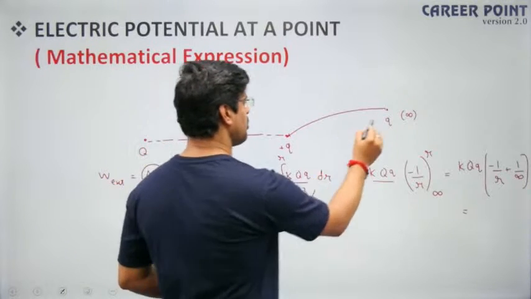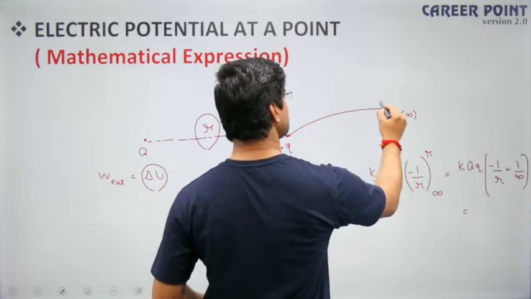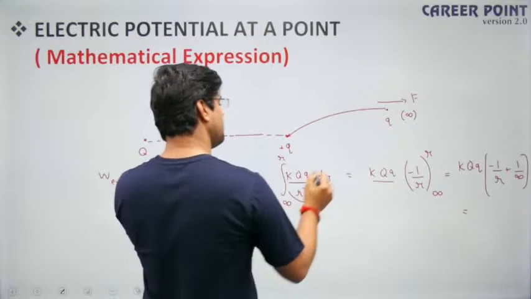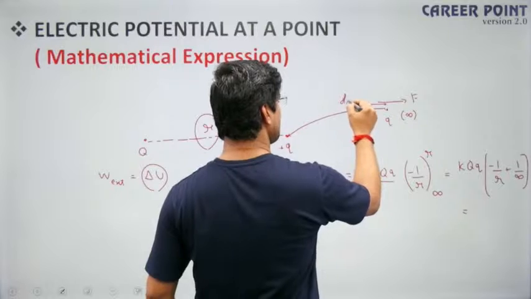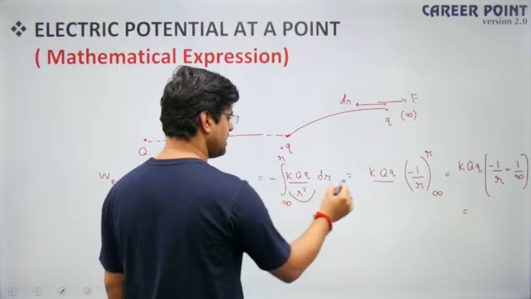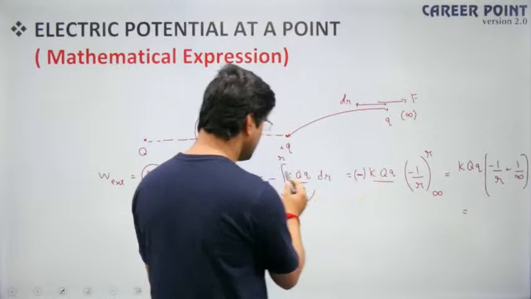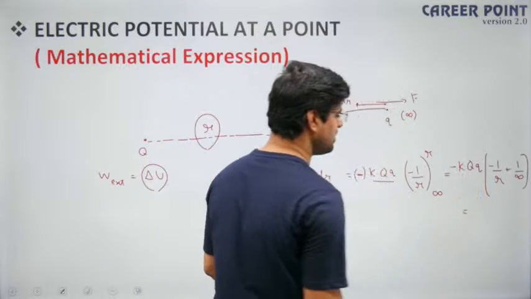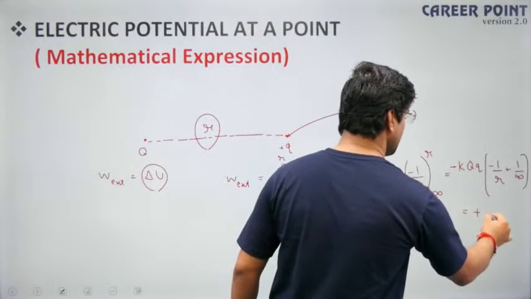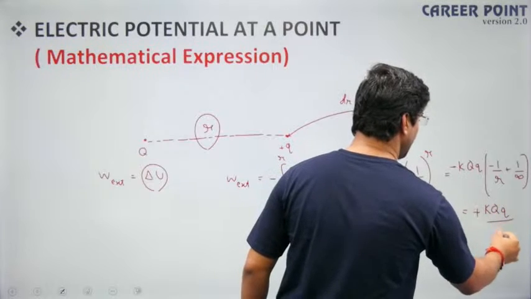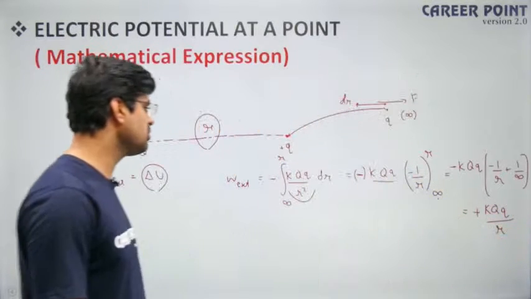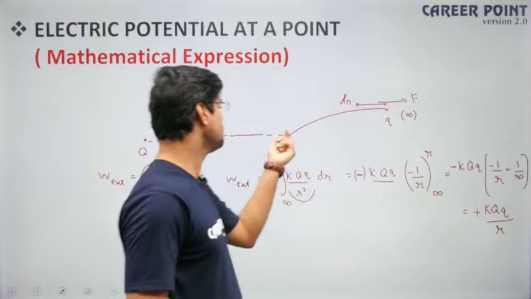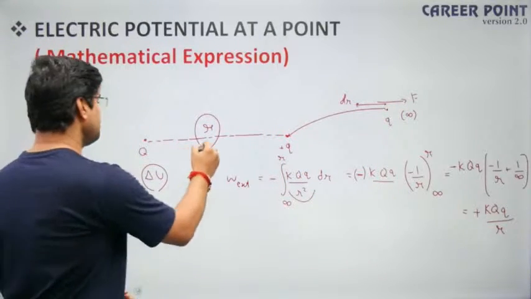We are writing that the force acting on this plus q is away from the positive charge. This is the direction of force. And we are bringing it with displacement like this, dr. So there will always be a negative outside this integration. So from here I am getting plus kq by r. This is given as the external work done in bringing the charge from infinity to a distance r from the plus q positive charge.